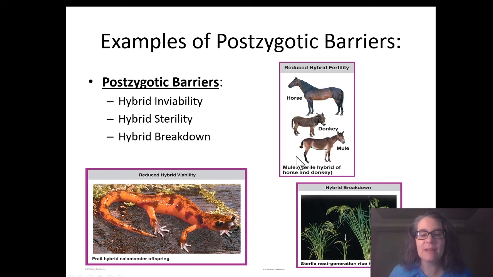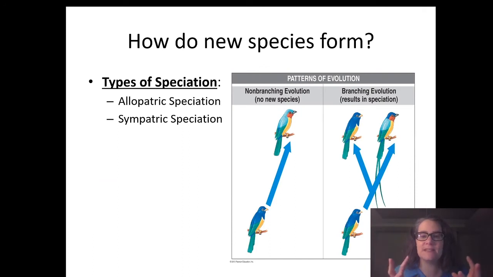And lastly, hybrid breakdown is like in these particular grains. This is showing rice here, but what happens is sometimes the first generation will be kind of frail, but it will make it to reproduction, but the second generation falls apart. So this is called hybrid breakdown, where you make it through a kind of stunted or problematic first generation. You get to the second generation, but it can no longer mate. These particular barriers then keep species from mating.